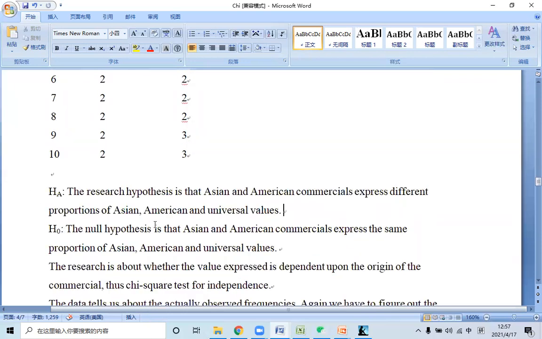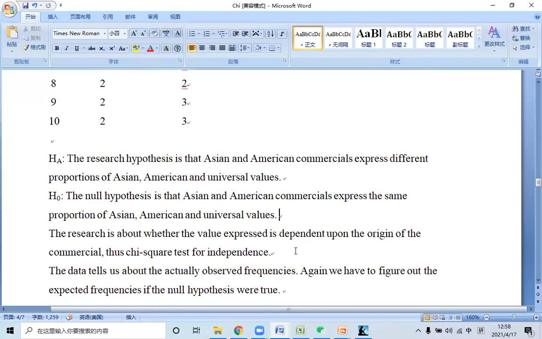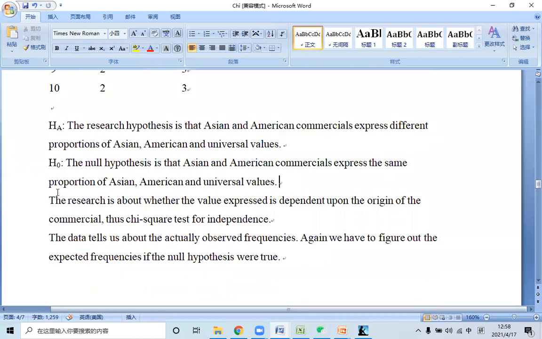The null hypothesis says American and Asian commercials would express the same proportion of different values. The proportion of Asian, American, and universal values will be the same, not differing between the two categories, the two origins, USA versus Asian countries. These are the two hypotheses.